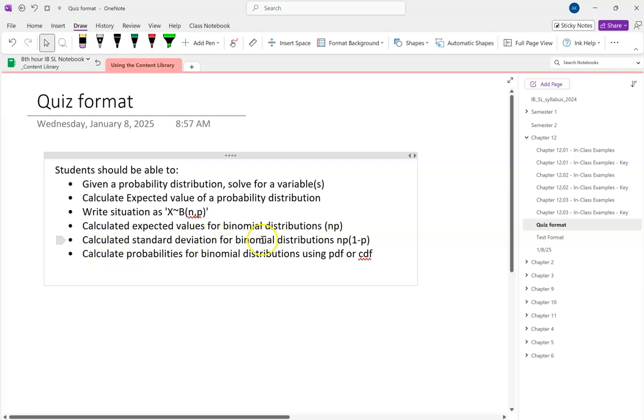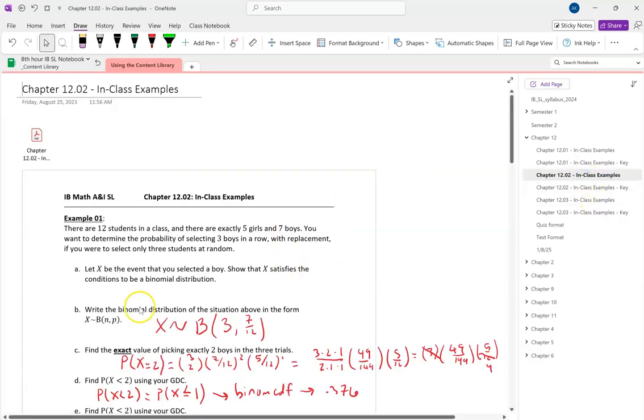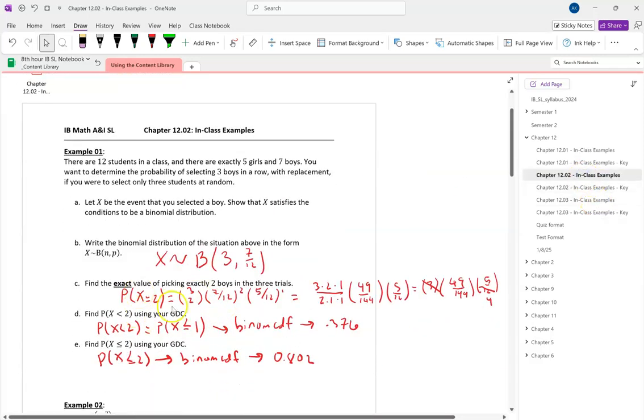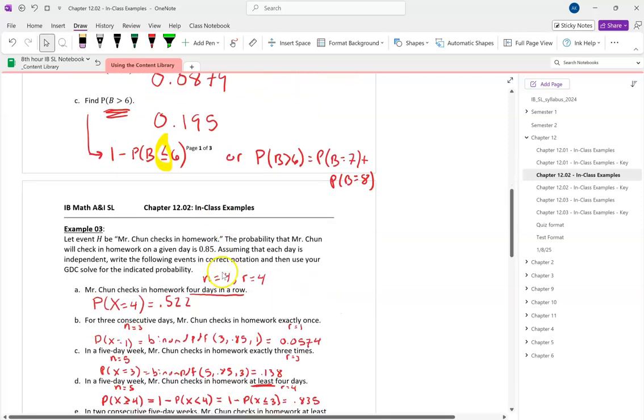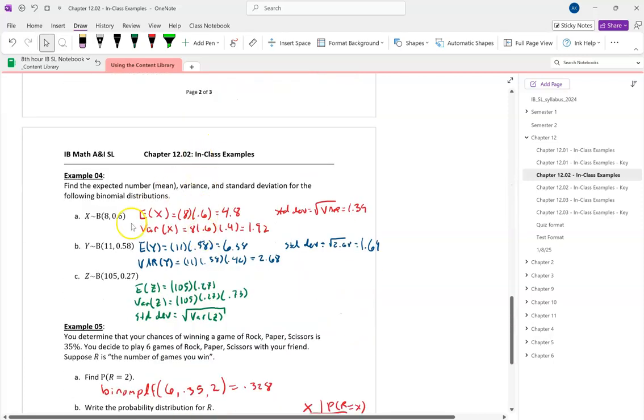Calculate the standard deviation for a binomial distribution. We didn't do that at all. How do you do that? N times p times 1 minus p. Will I give you that formula? Yes. Again, if you wanted practice on these things, you could look at in-class examples from 12.2. There they are.